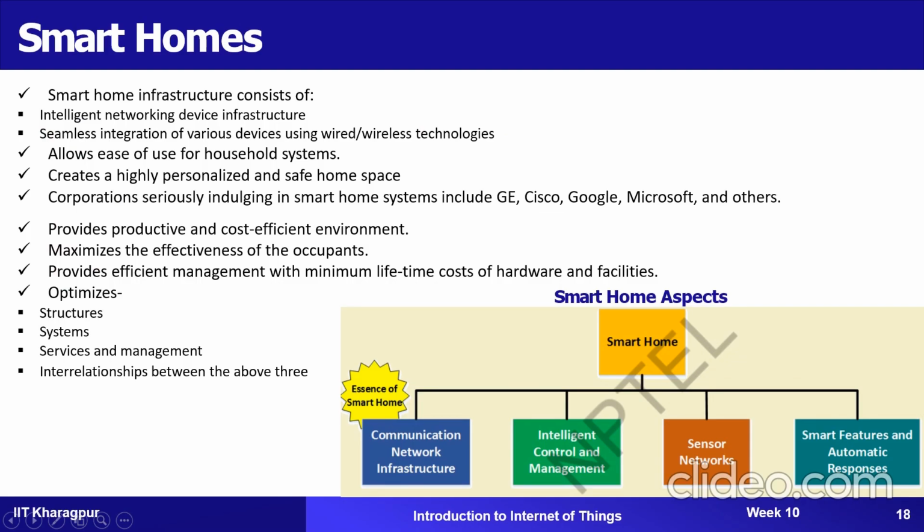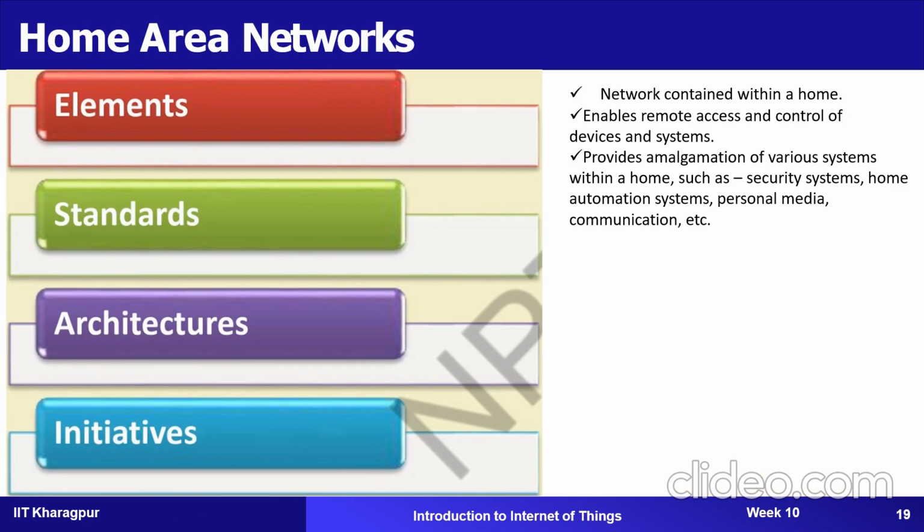Now it optimizes structure, system, services and management and interrelationships between the above three. So basically the aspects of smart home consist of communication network infrastructure, intelligent control and management, sensor networks, smart features and automatic responses. Now in smart home, in home area networks we will discuss elements, standards, architectures and initiatives that are taken.